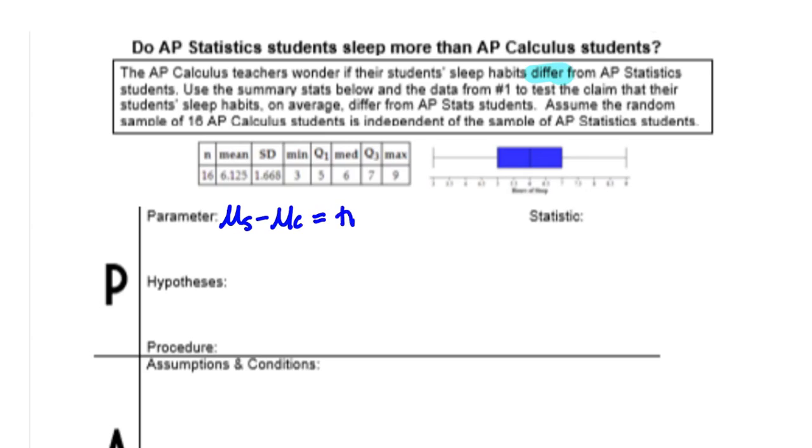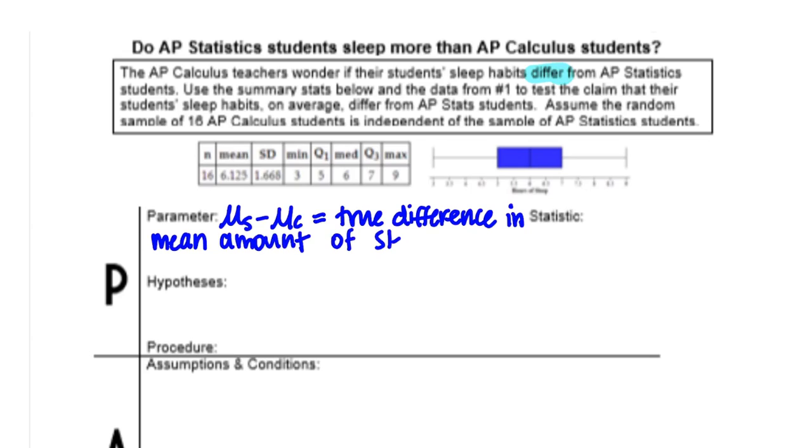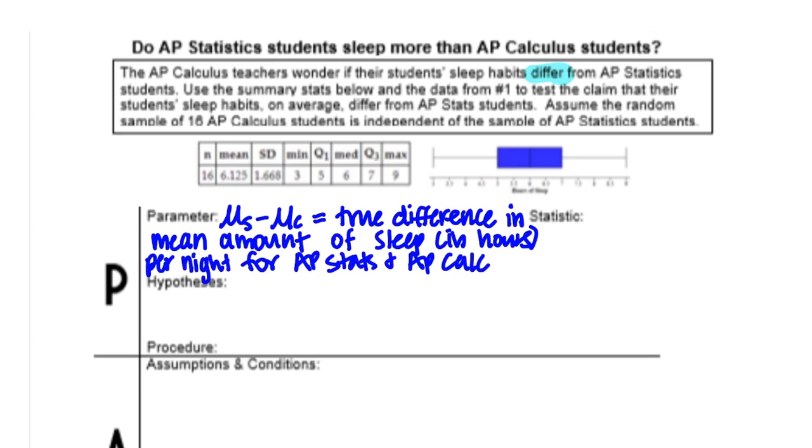We'll say that's the true difference in mean amount of sleep in hours per night for AP Stats and AP Calc students. So whenever we have 2 groups, we look at the difference in the mean amounts.